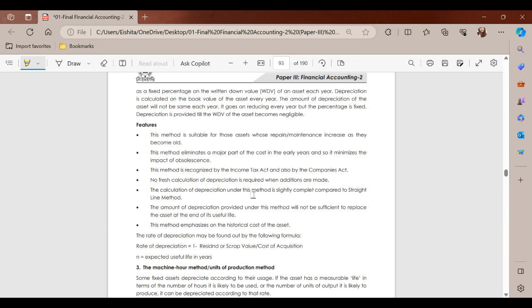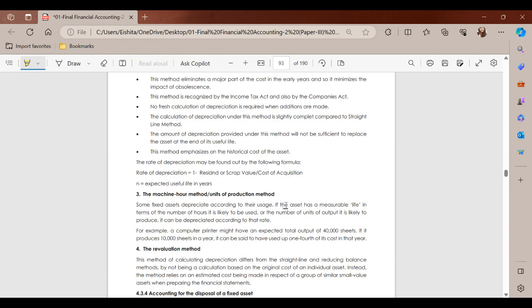No fresh calculation of depreciation is required when additions are made. The method of depreciation under this method is slightly complicated compared to straight line method because here the depreciation amount is changing. The depreciation provided under this method will not be sufficient to replace the cost of the asset at the end of useful life. This method emphasizes on the historical cost of the asset. Okay, these two methods are done.